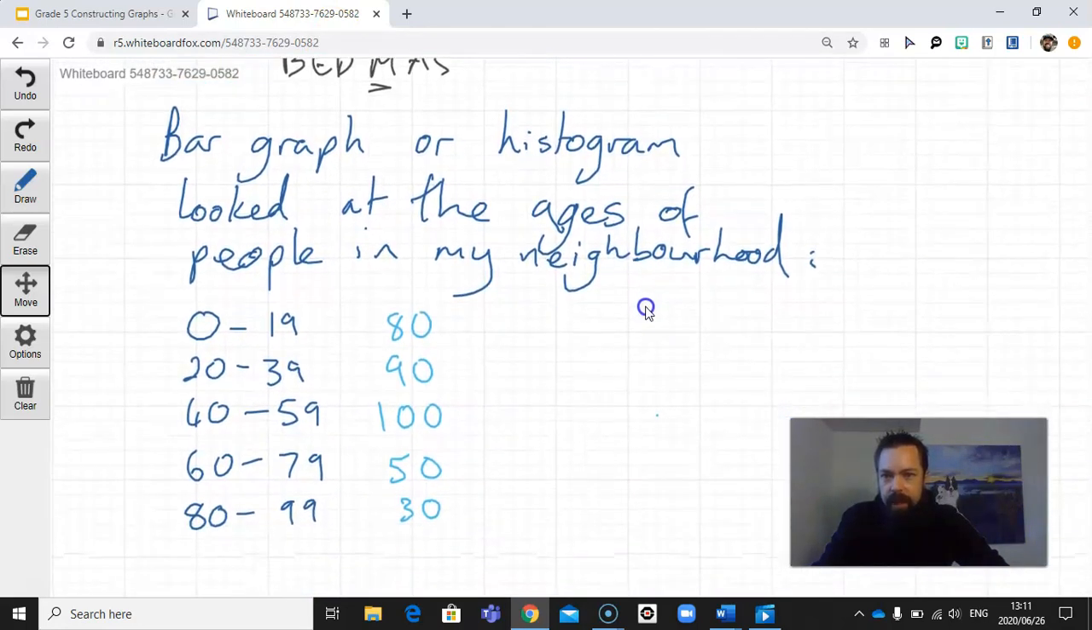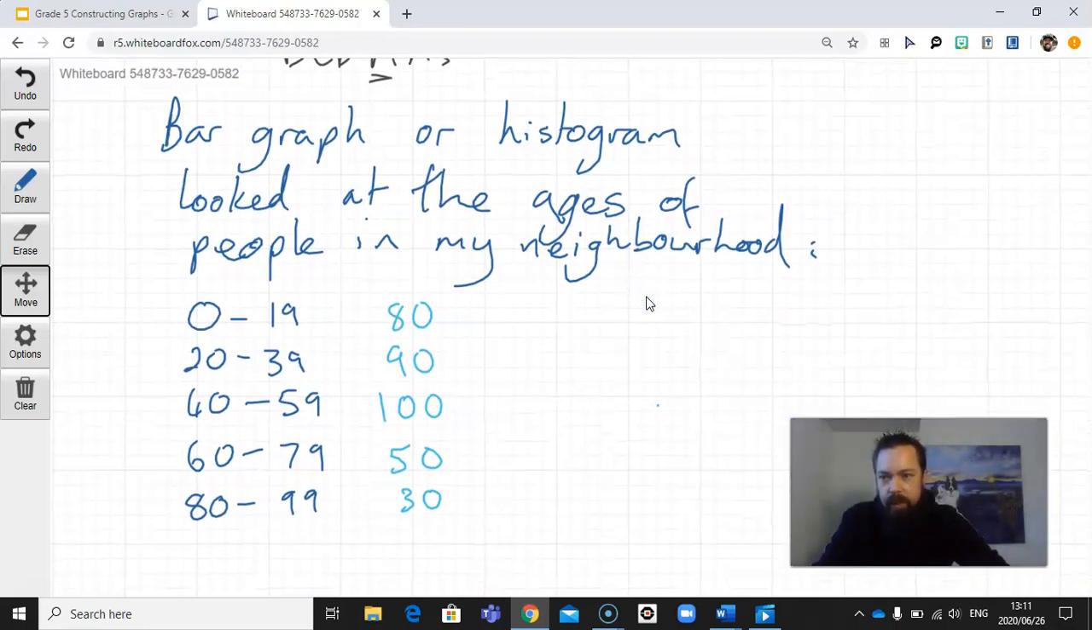I've got some other information, and this one we're going to do on the computer, on this program, this whiteboard. So first up, this one is a survey of the people in my neighborhood. It's not actually a survey of the people in my neighborhood, and I just picked nice round numbers. That would be far too few people for an actual neighborhood, but we're just practicing making a bar graph or a histogram.